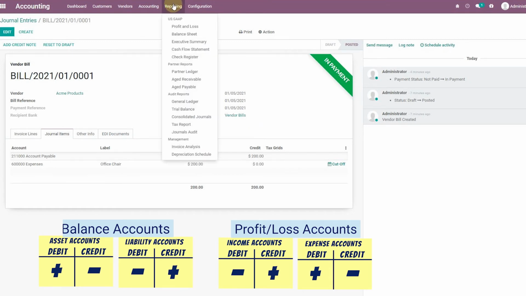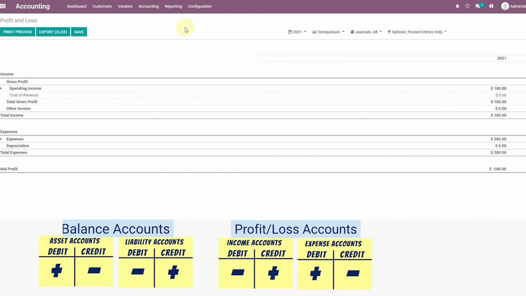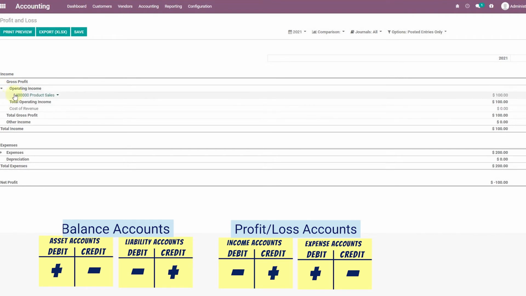Just take a second to go up here and look at what the important accounting 101 reports are based upon these simple transactions we've already done. I'm going to bring up the first one, the profit and loss statement. And we can come in here now and look really clearly and see what has happened. We have operating income of 100. And if I open this up and we look at it like this, we can see that our product sales account is showing $100 that we got.